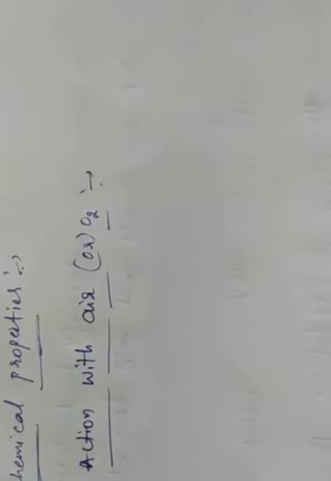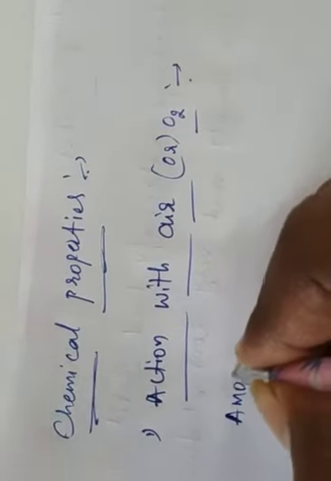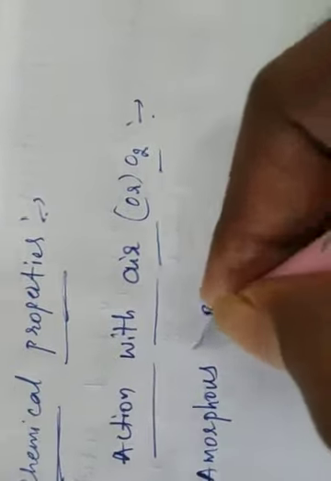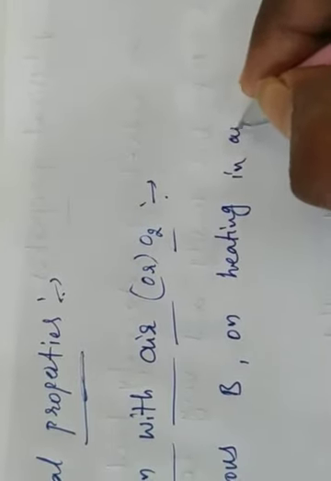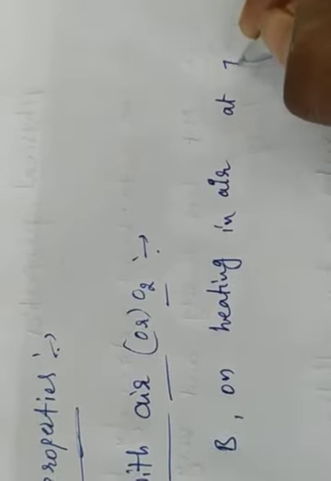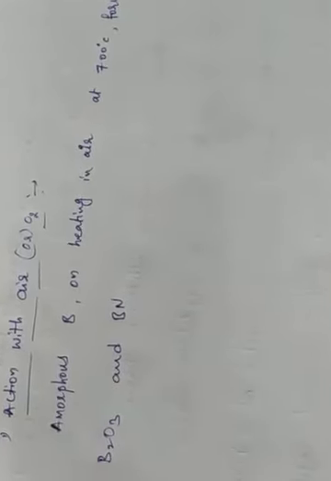Amorphous boron on heating in air at 700 degrees Celsius forms B2O3 and BN, boron nitride.